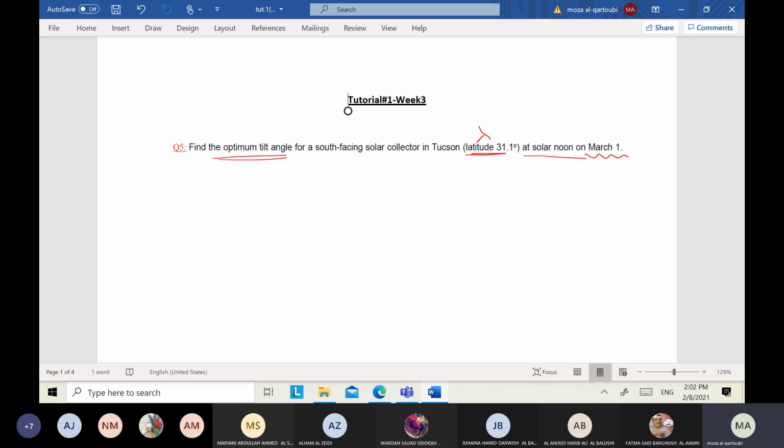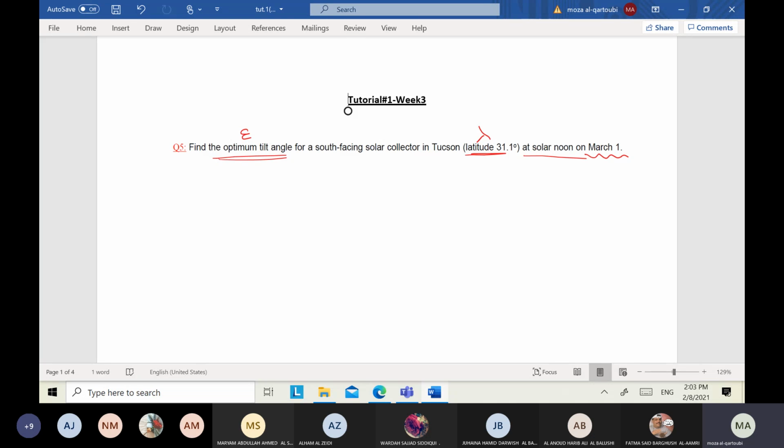Does anyone know the symbol of the tilt angle? The symbol is epsilon. There are 3 names for the same angle. In some references and other questions, epsilon will be called the tilt angle, inclination angle, or elevation angle. So epsilon has 3 names, which may come up in other questions later.